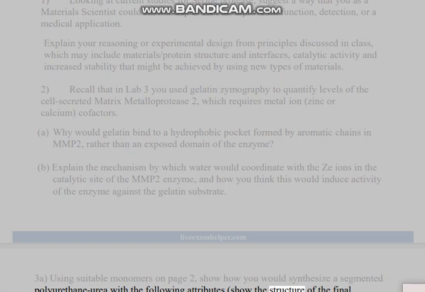3a. Using suitable monomers on page 2, show how you would synthesize a segmented polyurethaneurea with the following attributes. Show the structure of the final polymer. 1. The soft segments contain, on average, 20 repeat units.